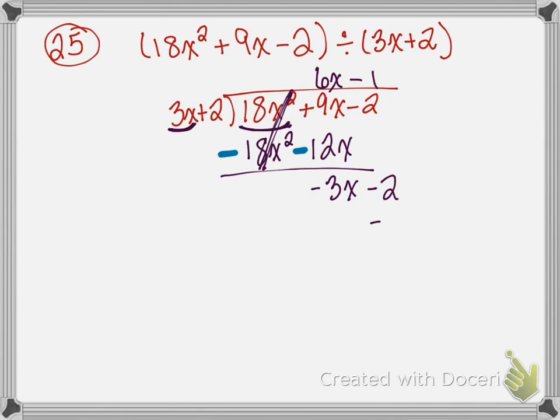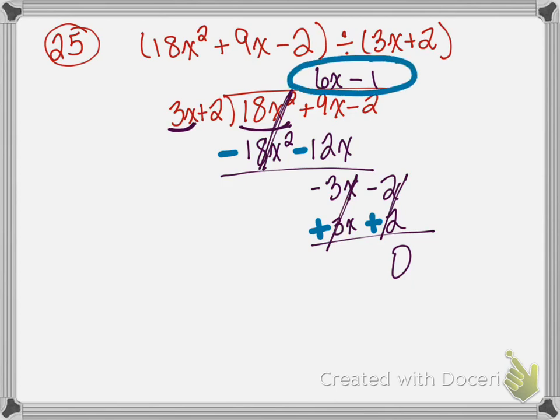Negative 1 times 2 is negative 2. Negative 1 times 3x is negative 3x. And we are subtracting, so these change. Instead of subtraction, we have addition. This cancels, and this cancels, so I'm left with a remainder of 0. The answer is 6x minus 1. So that one is the simpler problem, but I did want to show you both.